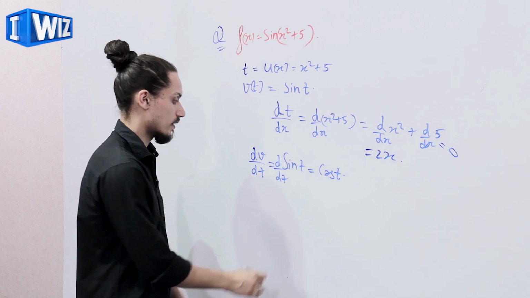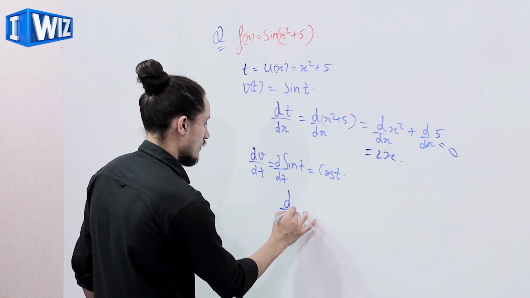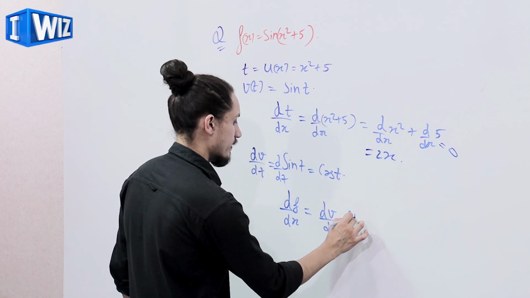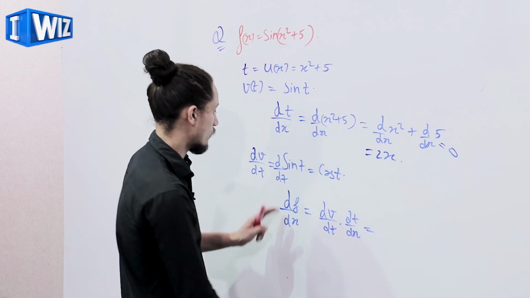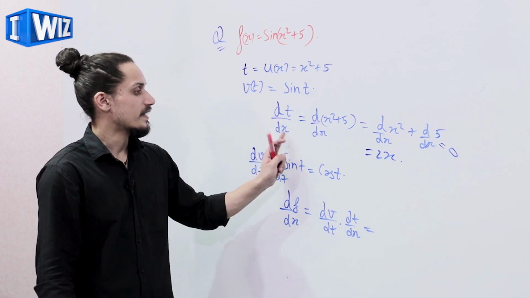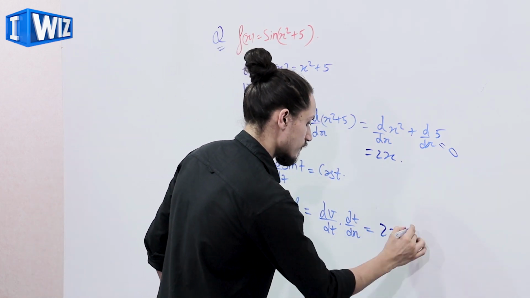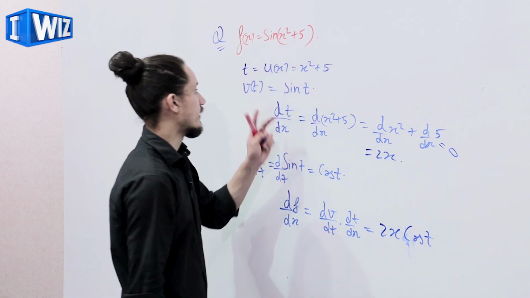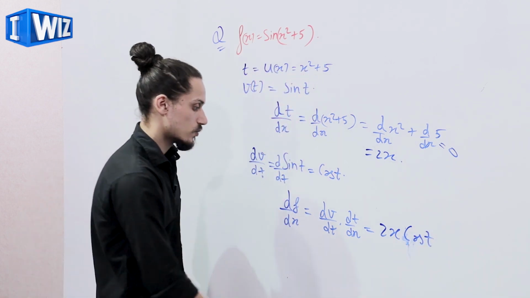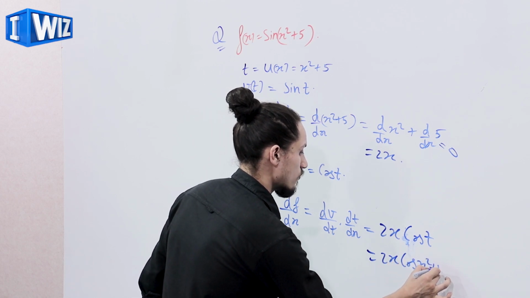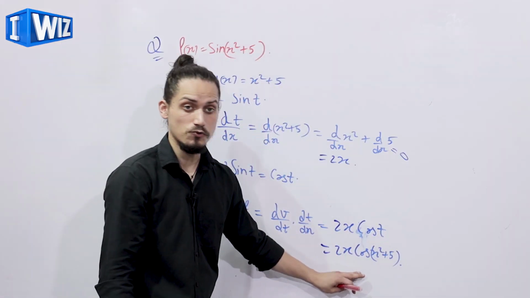So its value will become d by dx of f is equal to dv by dt into dt by dx, which is equal to dv by dt, which is cos t, and dt by dx is equal to 2x. So we have 2x cos t, and the value of t is x² + 5. So we have 2x cos(x² + 5). This is the result using chain rule.